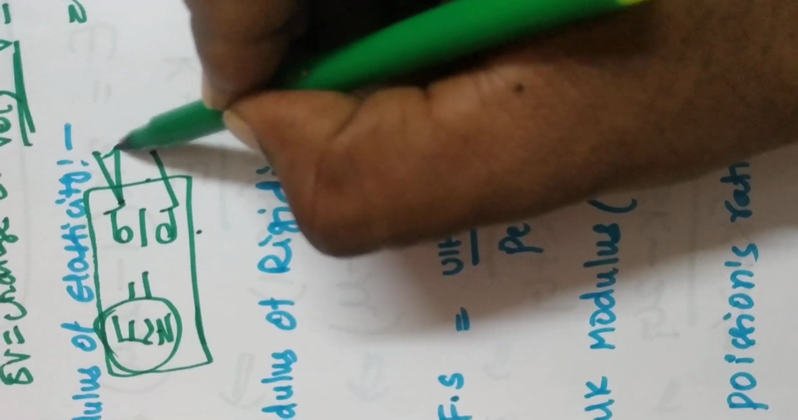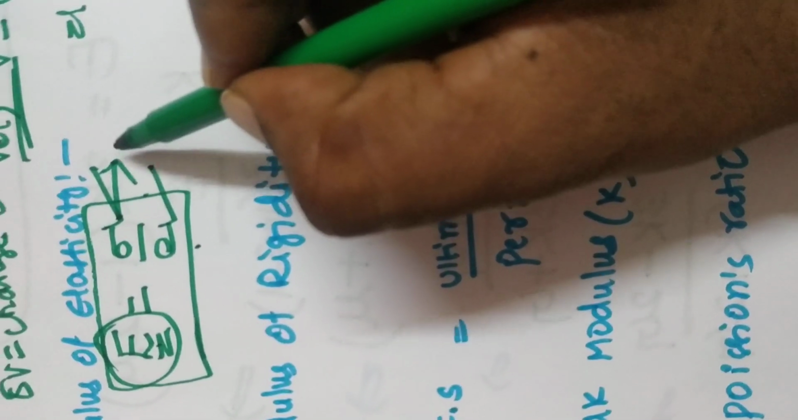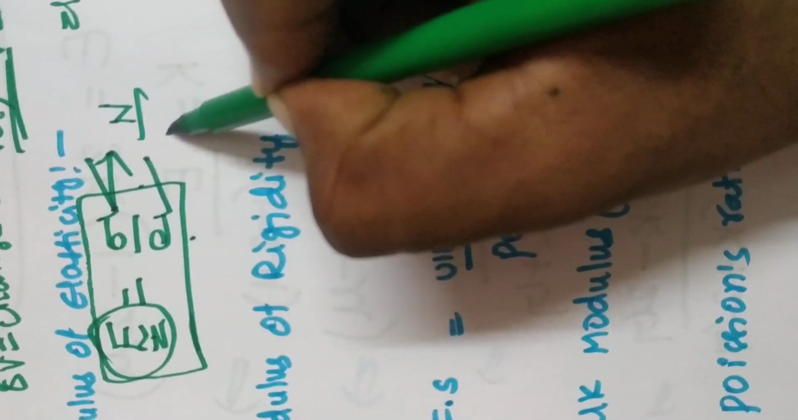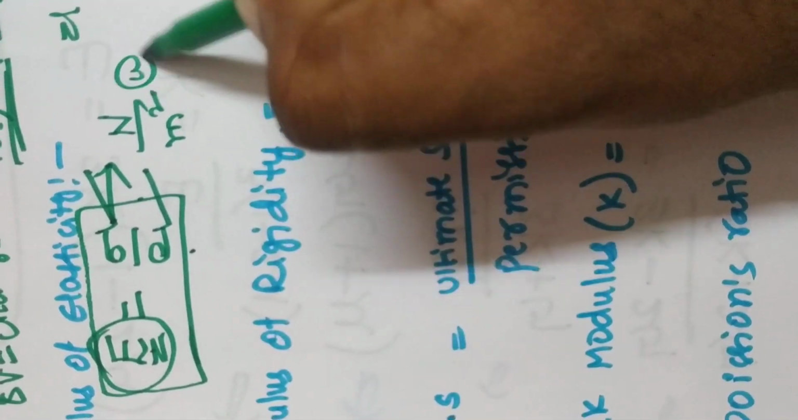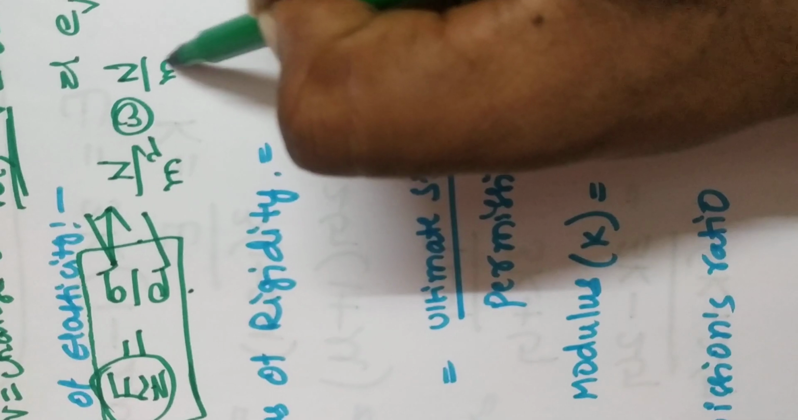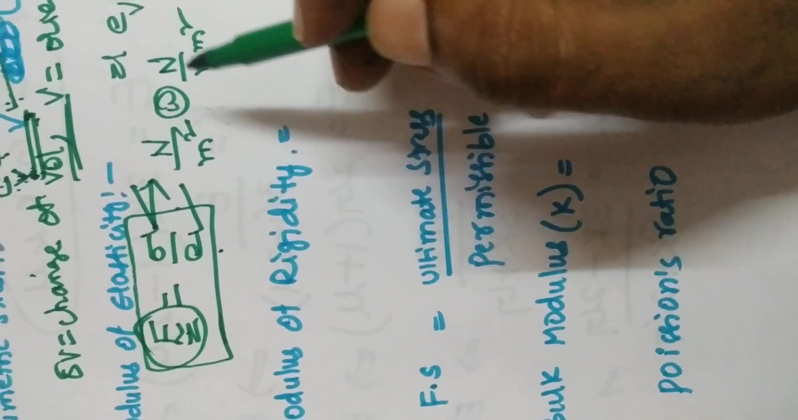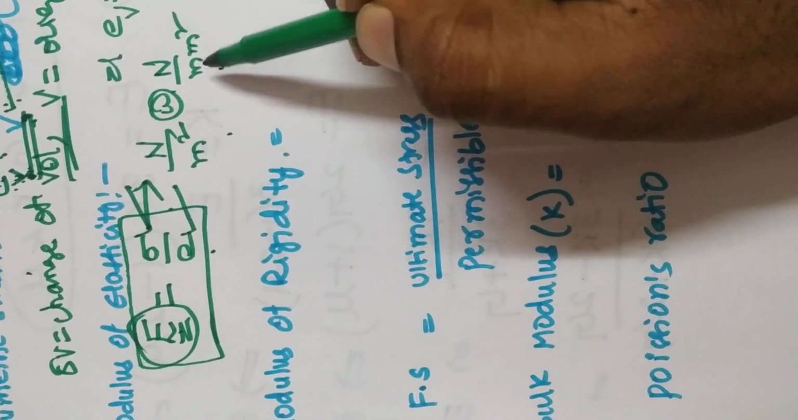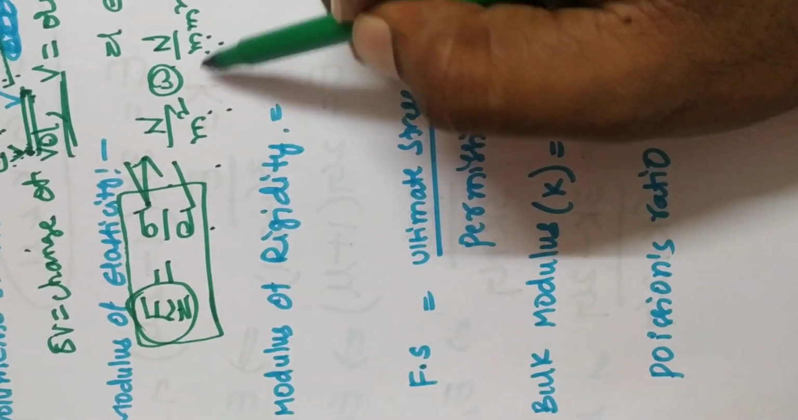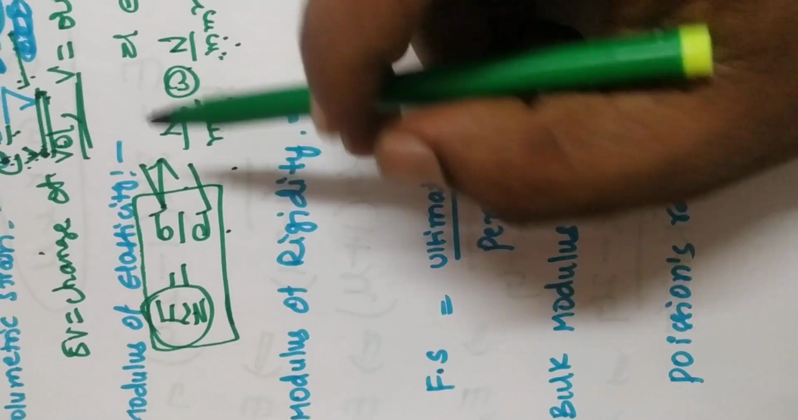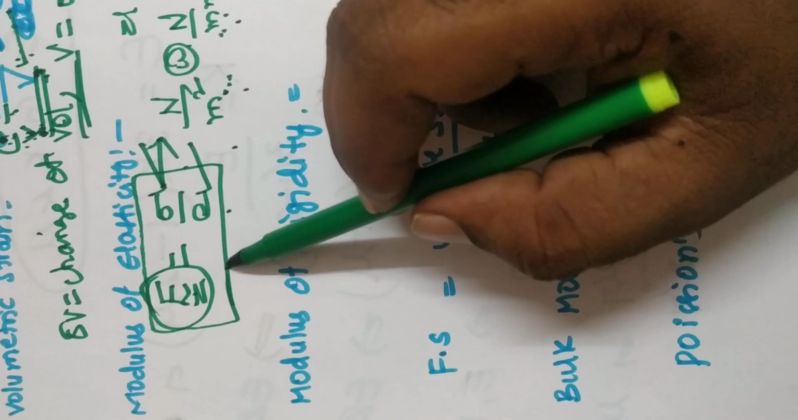Next, the units. What are the units for Young's modulus? Newton per meter square, or Newton per mm square. So these are the two units for modulus of elasticity.